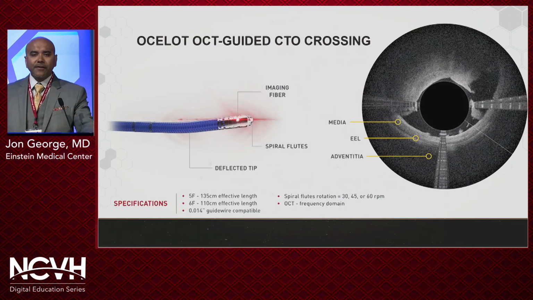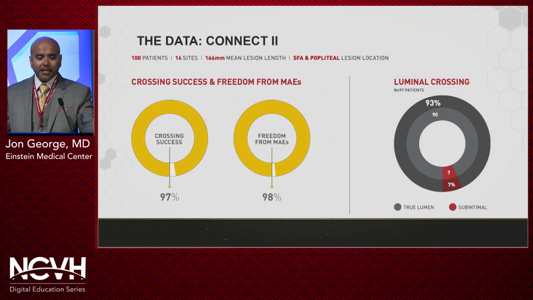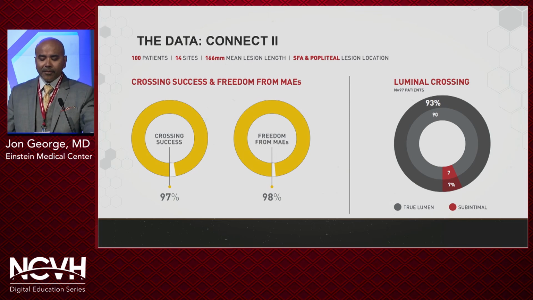And so one of the other CTO crossing devices that we have is the OCELOT, which is OCT-guided CTO crossing, allows you to picture where the catheter traverses through that occlusion. And so the image on the right shows you layered structures, and you keep the catheter away from the layered structures and direct it towards the plaque to be able to cross the occlusion intraluminal and guided by OCT imaging. And the data, again, from CONNECT II showed that the crossing success rate was pretty high. Freedom from major adverse events was extremely high. And luminal crossing was extremely high, again, confirmed by imaging.